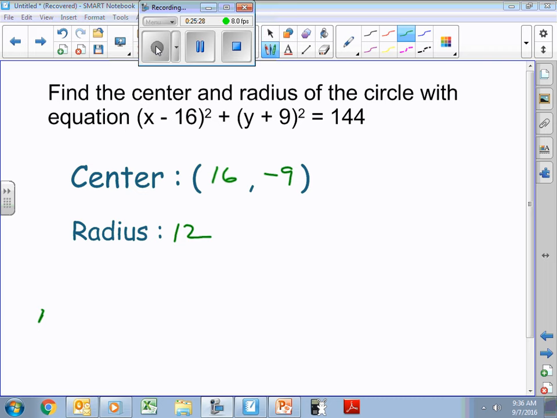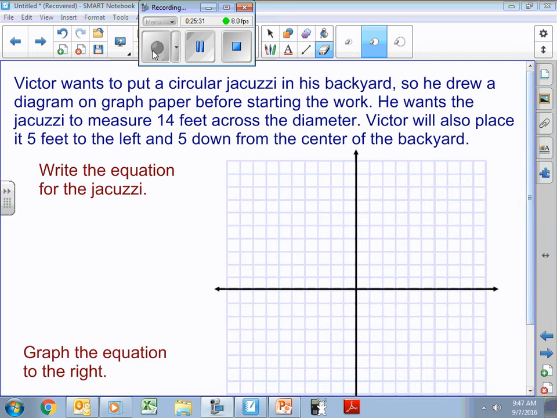Let me just get some of this one on the board. 14 feet across, that means the radius is going to be a 7. What does he do? He goes 5 feet to the left and 5 feet down. I'll start here. 1, 2, 3, 4, 5. 1, 2, 3, 4, 5. My center is at -5, -5.